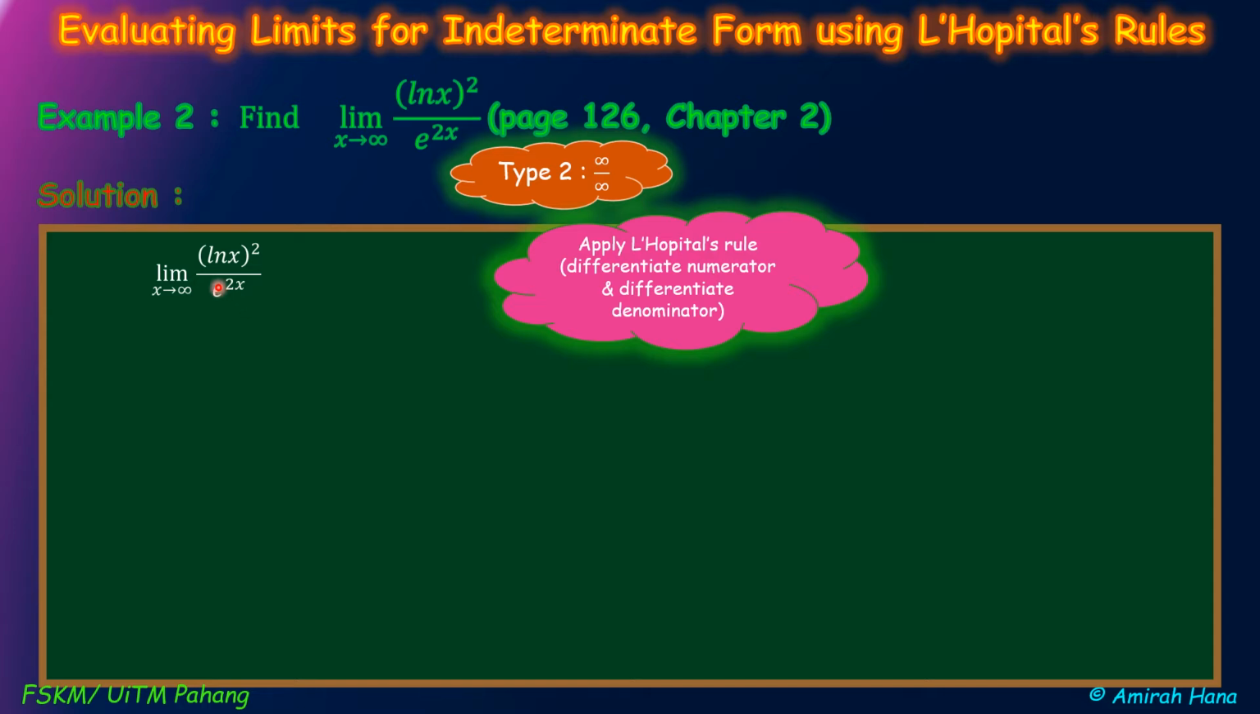So how do we differentiate (ln x) squared? We can use the generalized power rule. We move the power to the front, then copy the bracket ln x, and the power must reduce by 1. So 2 minus 1, we have 1 here. No need to write the power of 1. Then we differentiate the bracket. In the bracket is the ln function, so when we differentiate ln x, the answer is 1 over x.